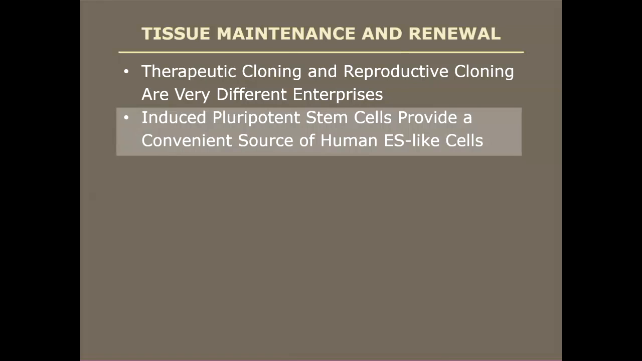As you're probably aware, there are some ethical issues and, for some people, religious issues associated with that. So that's one way to do it. Another way to do it is to induce pluripotent stem cells. Induced pluripotent stem cells, or iPSCs, are made to become pluripotent stem cells. They are not starting out that way. So they provide a convenient source of human embryonic stem cell-like cells.